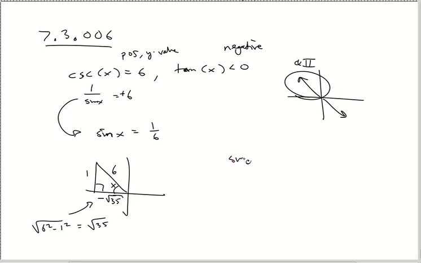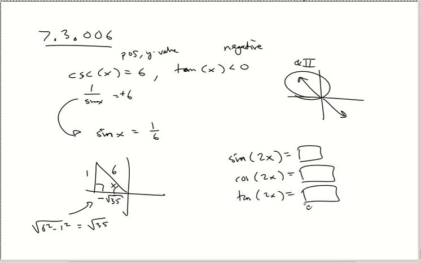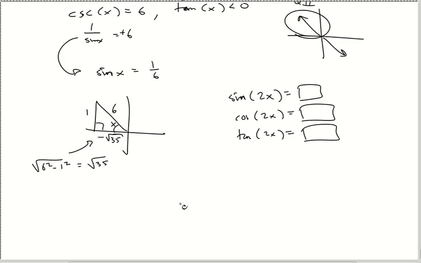What are they asking for? Sine of 2x is equal to what? Cosine of 2x is equal to what? And tangent of 2x is equal to what? Okay, so I'm going back to these formulas. And again, I did not write them down at the very beginning, but that is okay because you can go reference them on the sheet yourself.